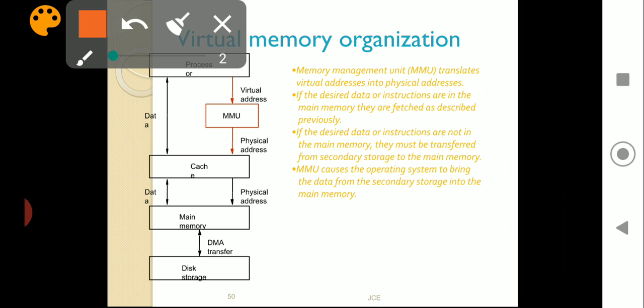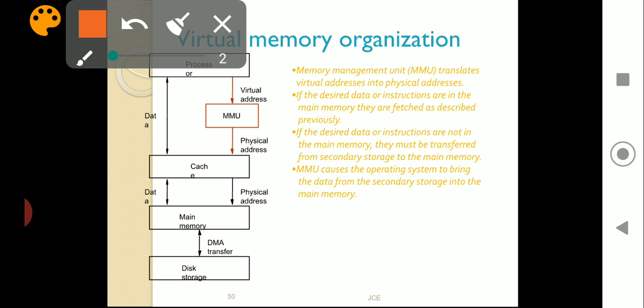This is another very important thing, that is, from the secondary storage devices. Who is going to do all the transfers? It is done by your MMU. Secondary storage is nothing but your disk or your tape, something like that. Then the next thing is that it also causes the operating system to bring the data from the secondary storage into the main memory. So these are a few very important things which your MMU does.